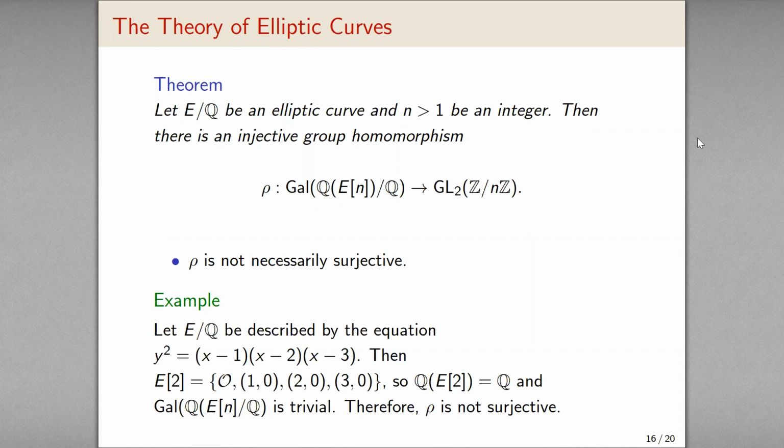For example, if E is the elliptic curve described by the equation y squared equals (x minus 1)(x minus 2)(x minus 3), then one can show that the two torsion points are the point at infinity, (1, 0), (2, 0), and (3, 0). And note that all of them have rational coordinates, so the field Q(E[2]) is just Q, which means that the Galois group is trivial. So this is an example where rho isn't a surjective homomorphism.